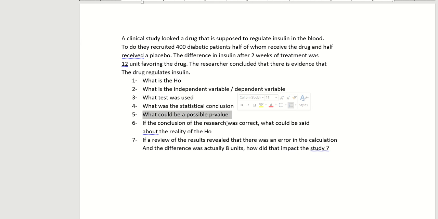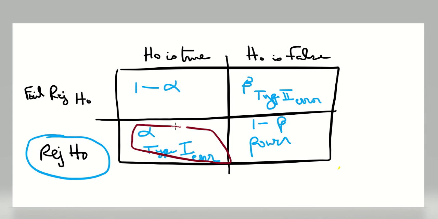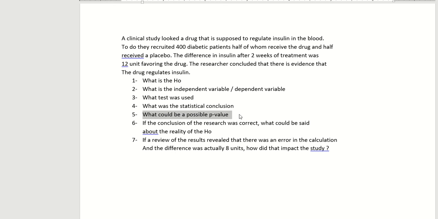If the conclusion of the researcher was correct, what could be said about the reality of the null? So we know that he rejected the null hypothesis. Since he rejected, either he made a type 1 error or it's power. Now we're told that his conclusion is correct, so it has to be power. Therefore, the null hypothesis has to be false. Again, what is the null hypothesis? That there's no difference between the two groups. So the reality of the null is that the null is false.